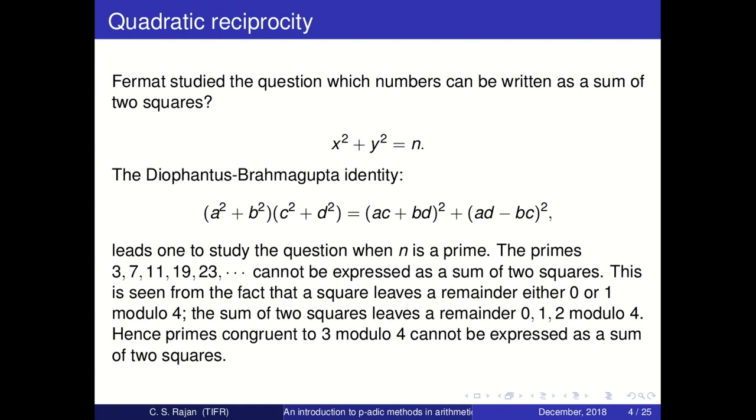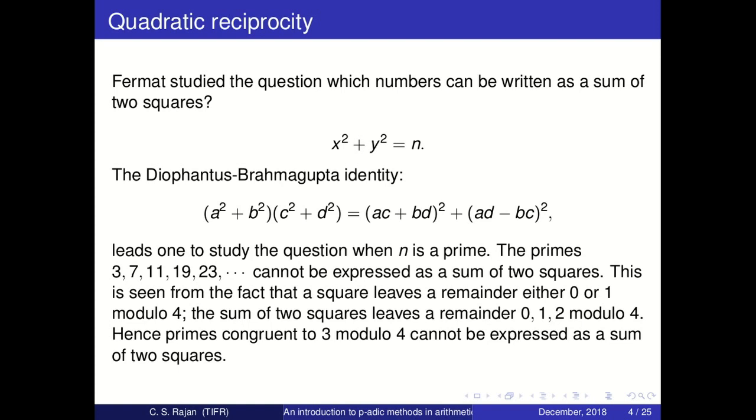This is seen from the fact that if you take a number, it is either 2k or 2k plus 1. If I take (2k) squared, it is divisible by 4 and leaves a remainder 0. An odd number squared becomes 4k squared plus 4k plus 1, and it leaves a remainder 1 upon dividing by 4. So if you add two such squares, the set of remainders you will get are 0, 1 and 2 modulo 4, whereas primes congruent to 3 modulo 4 cannot be expressed as a sum of two squares.